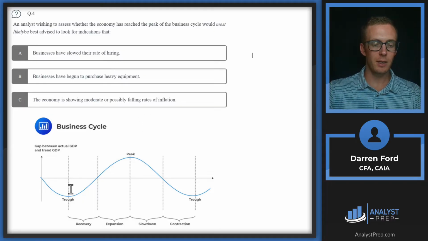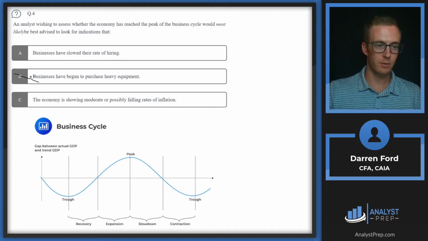Typically, that purchasing is going to happen earlier on in the recovery, because this is when demand is going to really start picking up. So businesses need to re-up their equipment and processes and everything in order to ramp up and meet that demand. So we're going to rule out B.